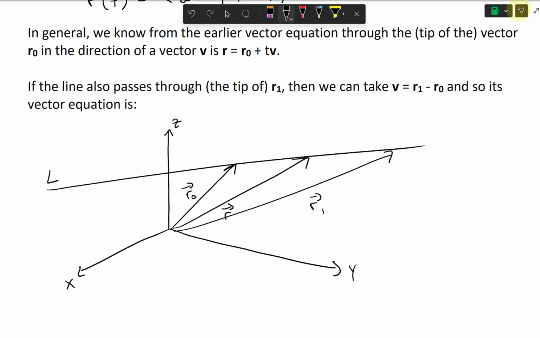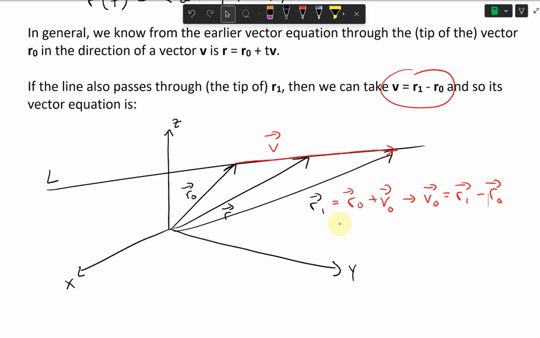Now I'm going to draw this in red. This is the vector v, like that. From this you'll see that r naught plus v is equal to r1. To solve for v, we just move r naught over to the other side and subtract it, and we get this equation right there. This is just the triangle law: r naught plus v is equal to r1, which again just means that v is equal to r1 minus r naught. Here I just changed to black so it's easier to see.